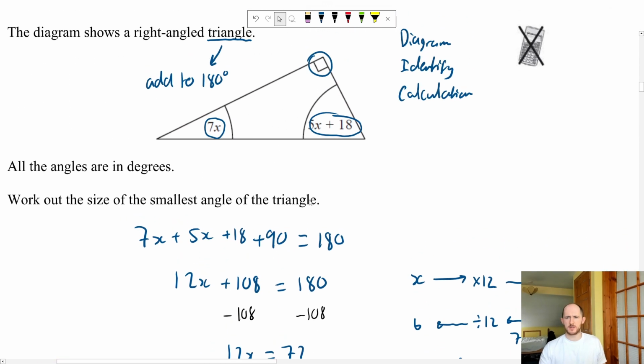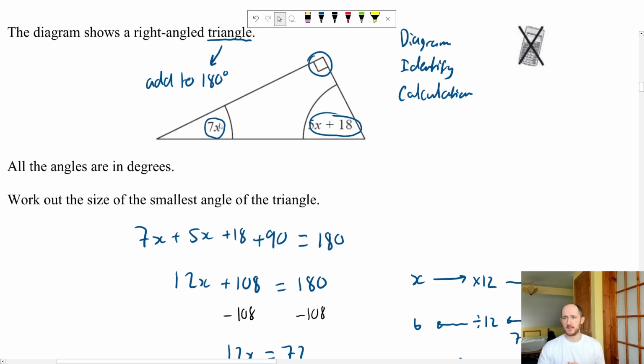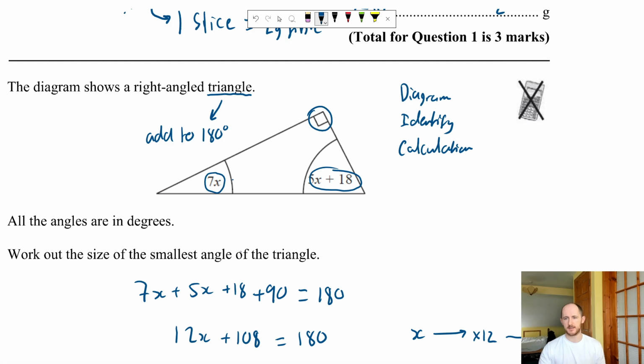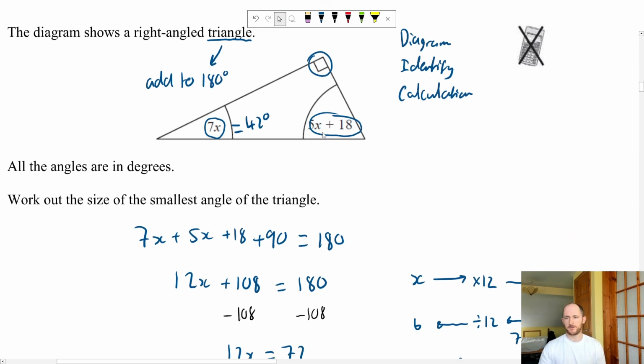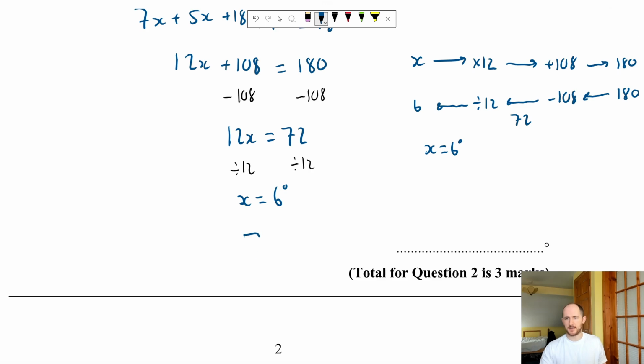So now, working out the size of the smallest angle, well, you might be able to look at this and see what the smallest angle is. So 90 degrees, well, what's 7 times 6? Well, 7 times 6 is 42 degrees. So it's definitely not this angle that's the smallest. Okay, well, what's 5 times 6? 5 times 6 is 30. Add 18 would be 48 degrees. So the size of the smallest angle is 7 times 6, which is, as you put up here, 42 degrees. And that will be your final answer.